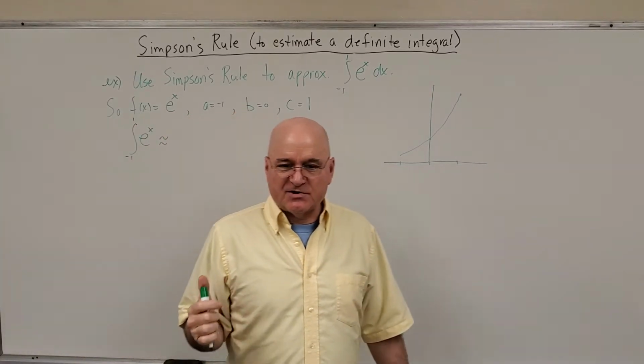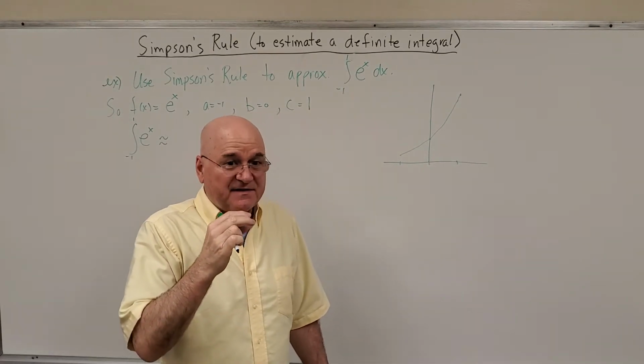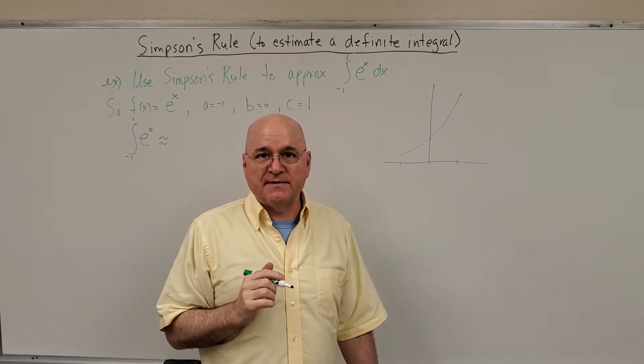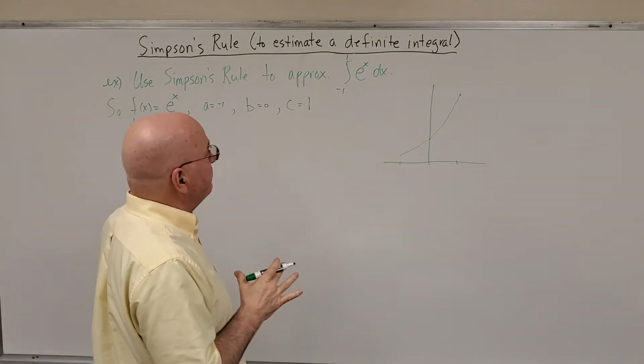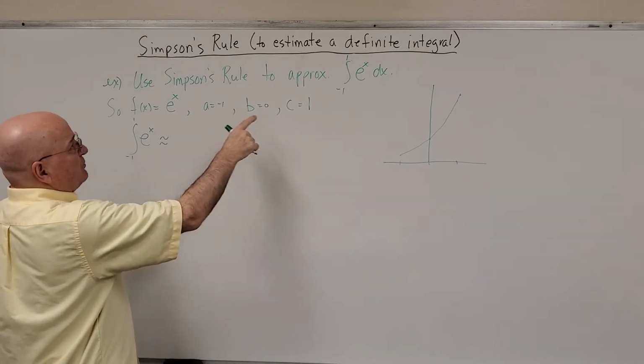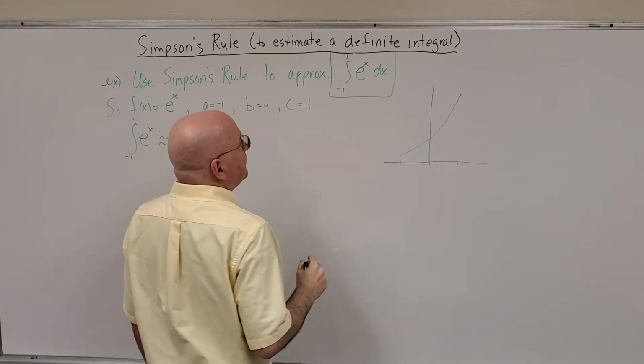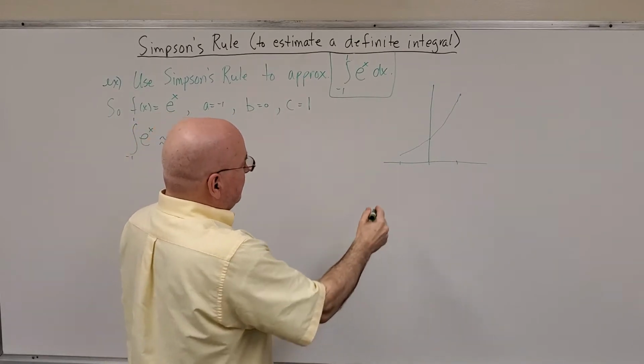Let's do an example to show how simple Simpson's rule is and how effective it is, how close the approximation can be in a very simple computation. Let's use Simpson's rule to approximate this integral right here. I drew a picture of what that looks like.